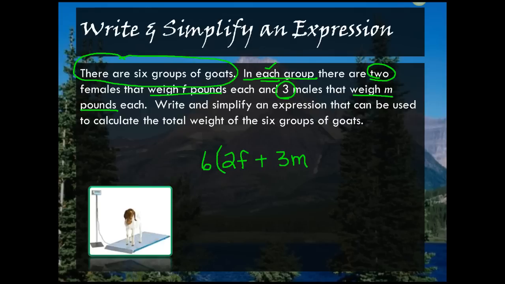Then we can use our distributive property to simplify. We would multiply 6 times 2F, and that gives us 12F. Then we will multiply 6 times 3M, and that gives us 18M. The total weight of the 6 groups of goats can be represented by the expression 12F plus 18M.